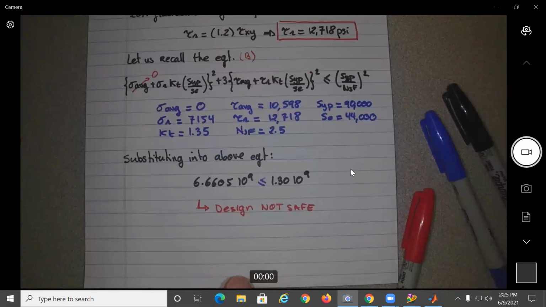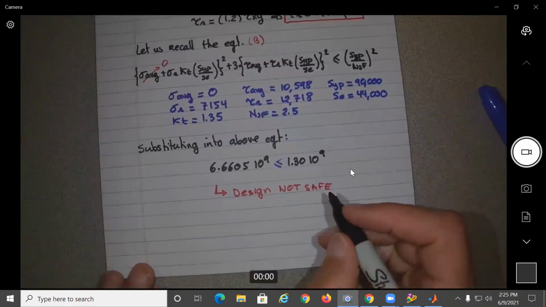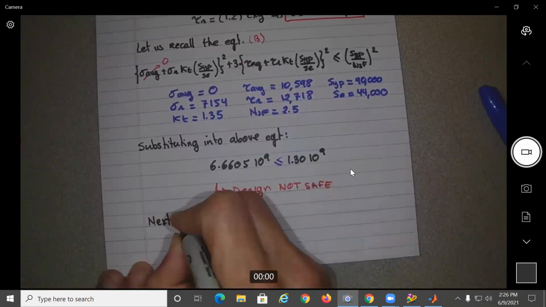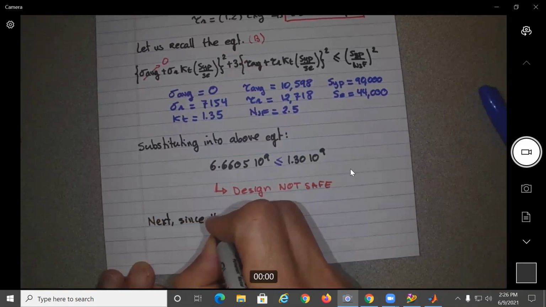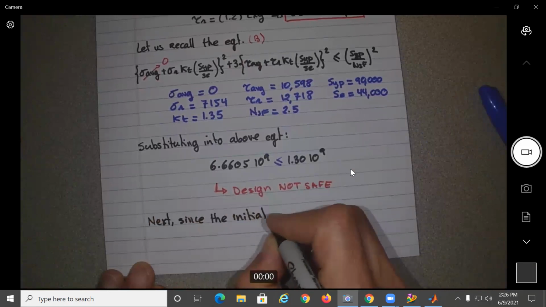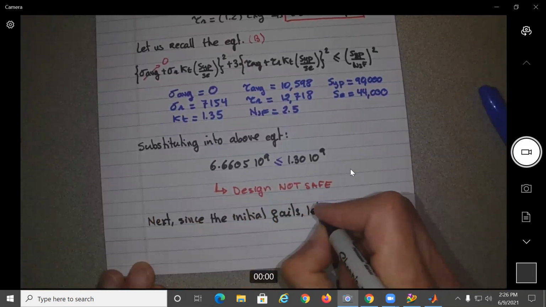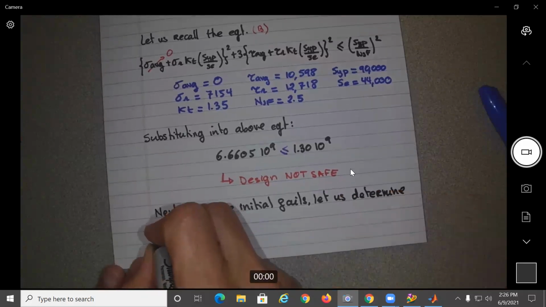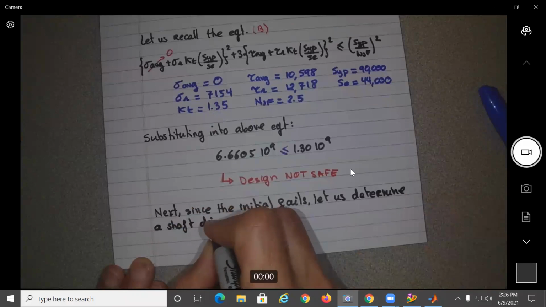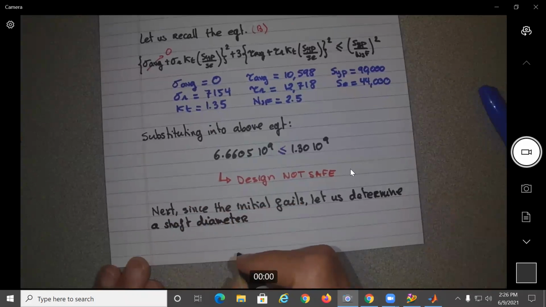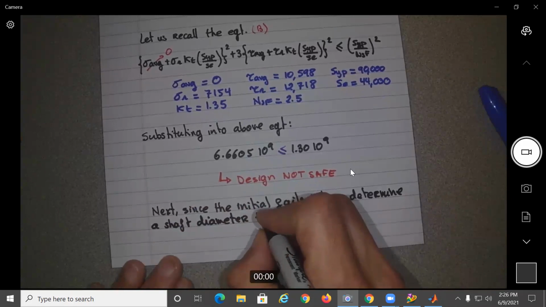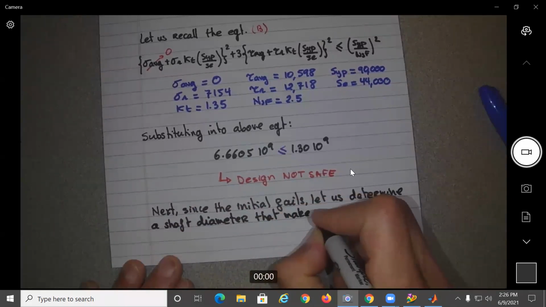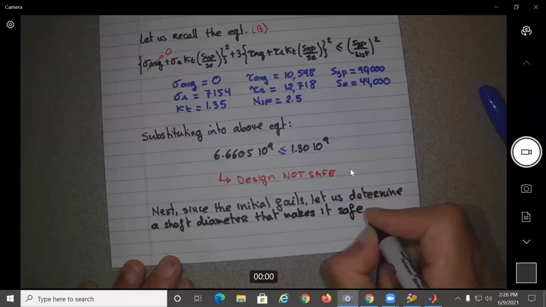Okay, so now if it's not safe, all right, next, since the initial design fails, let us determine a shaft diameter that makes it safe.